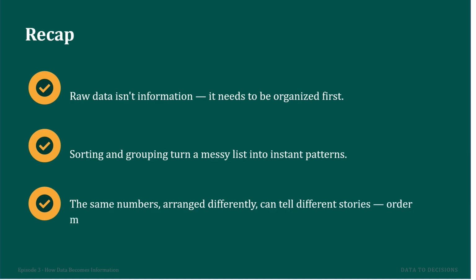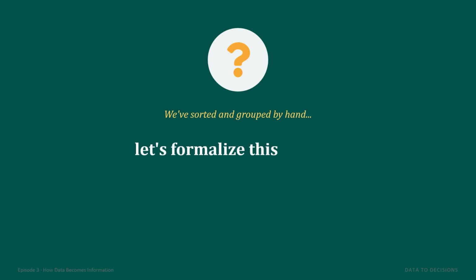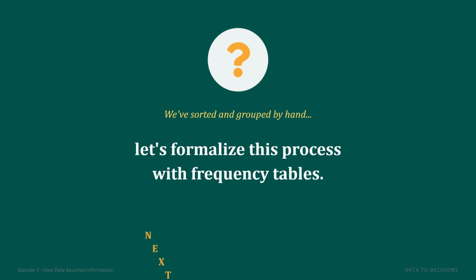Order matters. We've sorted and grouped this by hand, but there's a more formal way to do this every time. Let's formalize this process with frequency tables. That's episode 4, frequency tables.